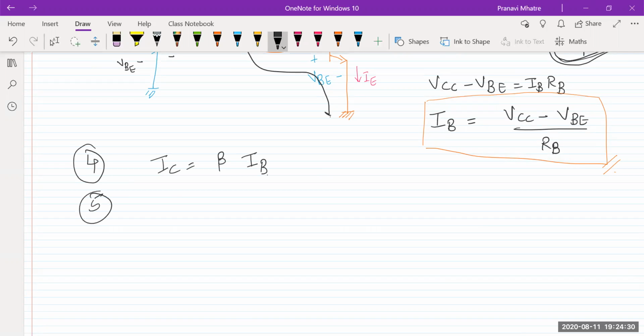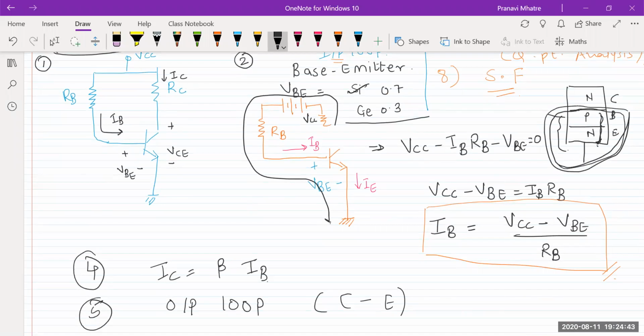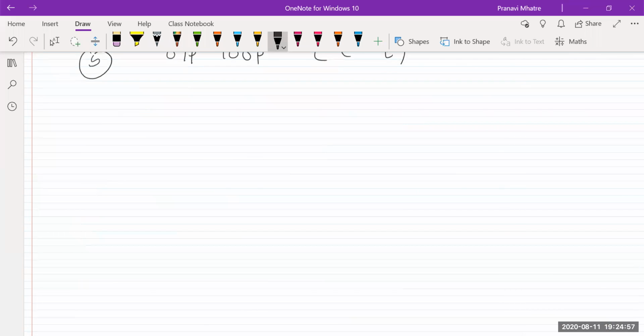The fifth point is the output loop, and that should be applied between collector and emitter. So for the output loop, I'll draw the circuit separately. For the output loop, I'll consider the collector emitter loop. So this part will come: VCC, which is connected to RC, minus VCE, and then ground. So I'll draw that loop separately.